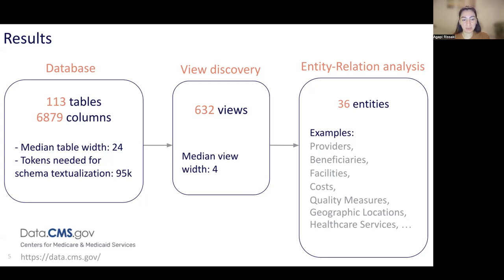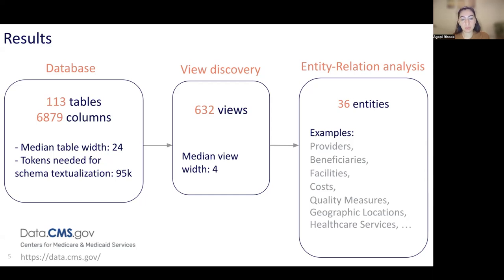As a case study, we will use a database containing data from the Center of Medicare and Medicaid Services. The initial database contains 113 tables, a total of more than 6,000 columns, with the widest table containing more than 1,000 columns. The database is quite challenging to handle, as a simple textualization of the schema takes more than 95,000 tokens, which means that the modern LLMs cannot even ingest it all at once.